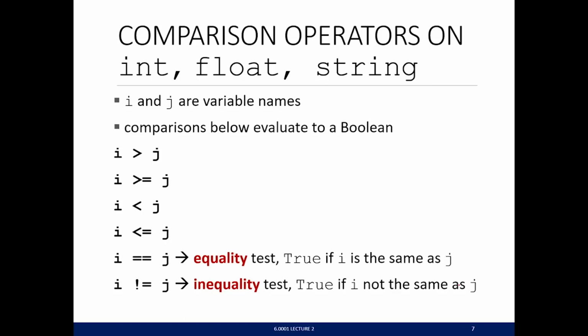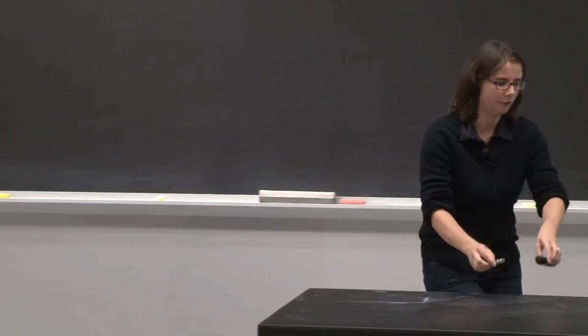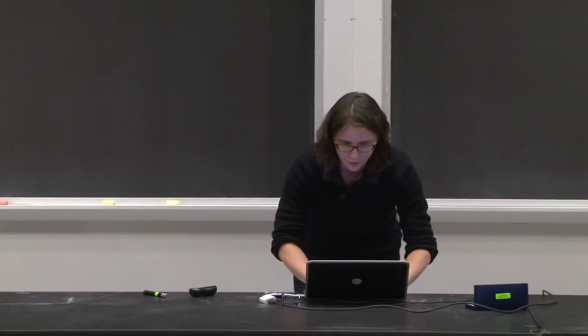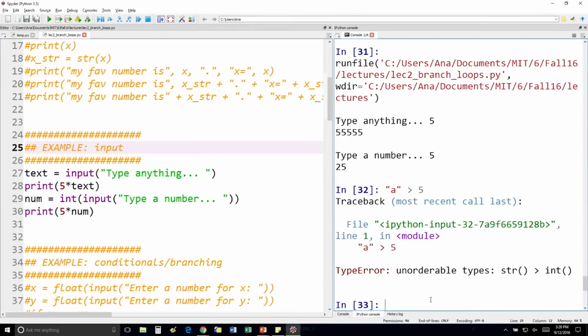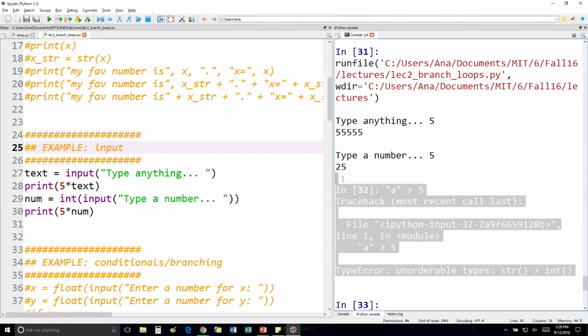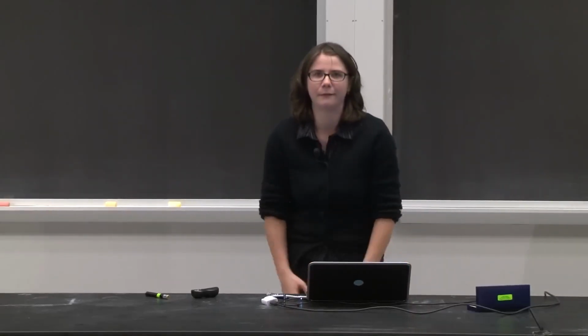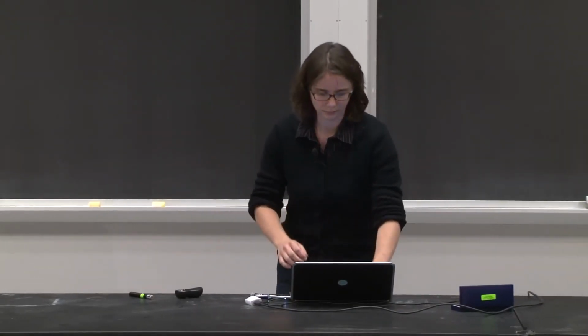So if i and j are variables, you're allowed to compare ints with ints, floats with floats, strings with strings. And you're allowed to compare ints and floats between themselves, but you're not allowed to compare a string with a number. In fact, if you even try to do that in Python, in Spyder here, if I try to say, is the letter A greater than 5? I get some angry text, right here. And this just tells me Python doesn't understand how to compare a string with a number, right?